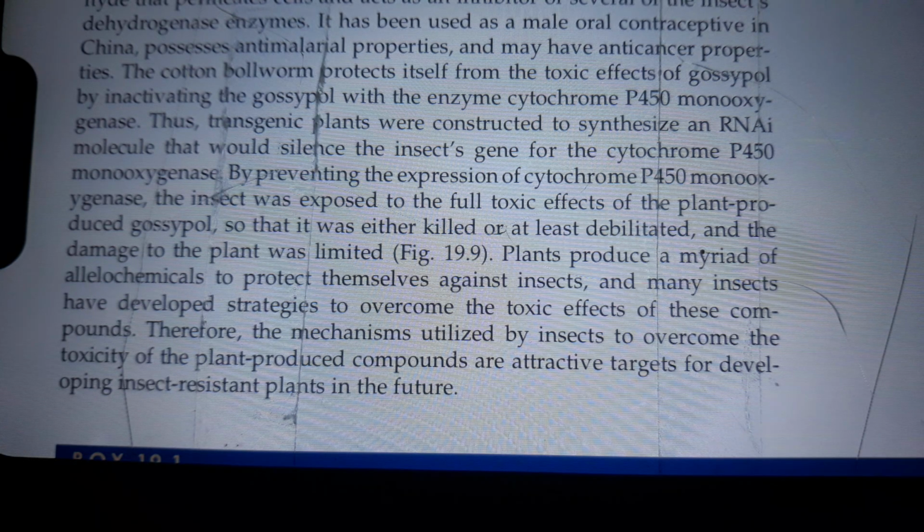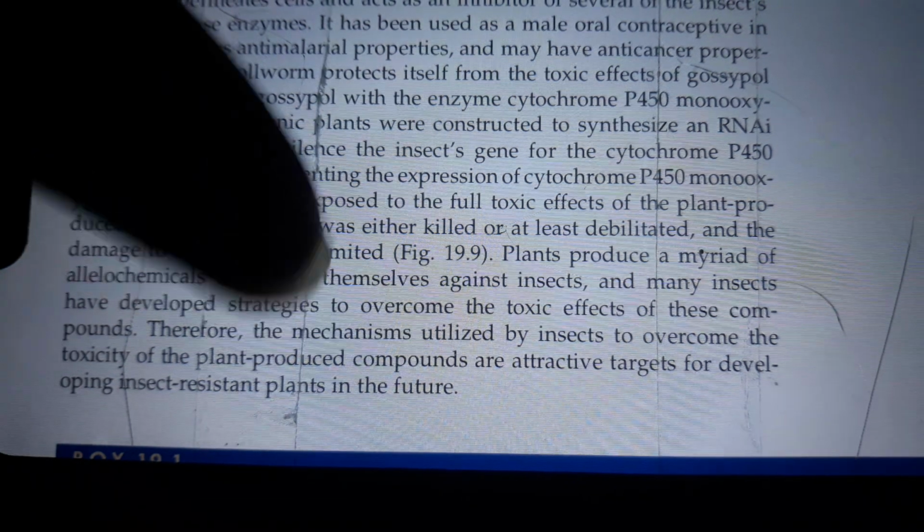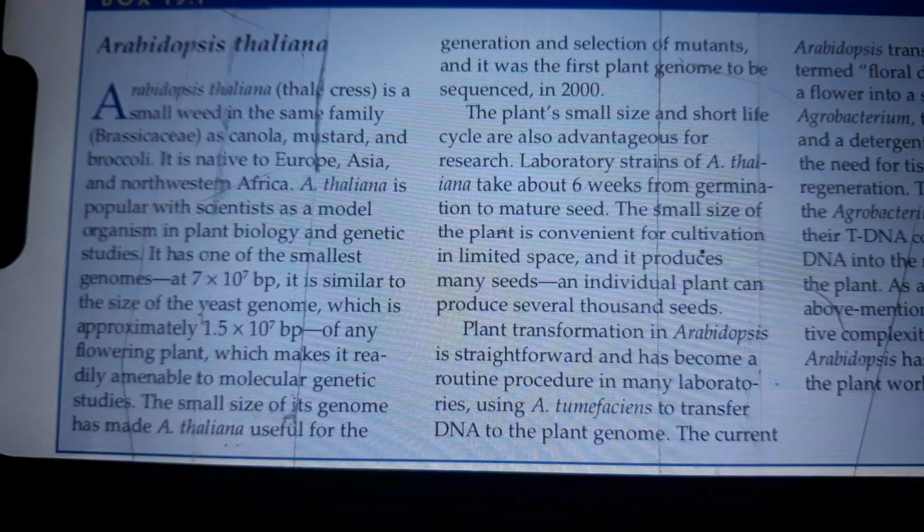Plants produce a myriad of allelochemicals to protect themselves from insects, and many insects have developed strategies to overcome the toxic effects of these compounds. Therefore, the mechanisms used by insects to overcome the toxicity of the plant-produced compounds are attractive targets for developing insect-resistant plants in the future. We're on to another milestone note.